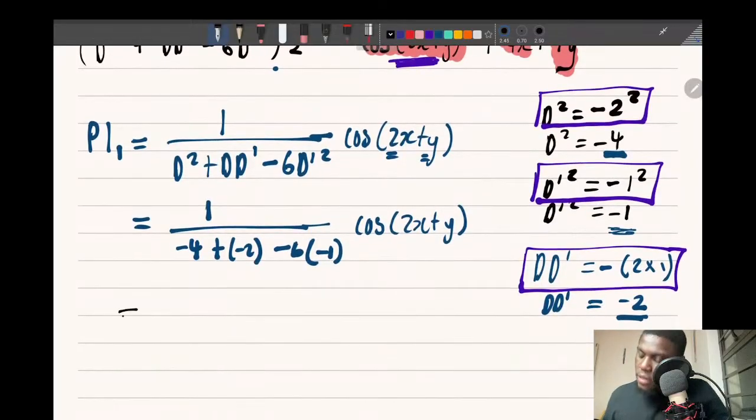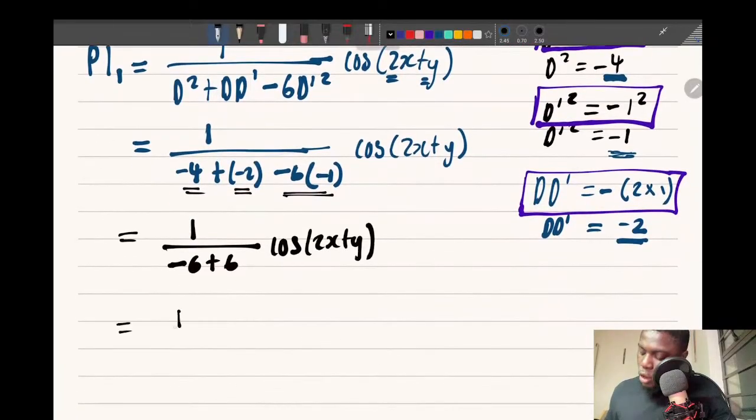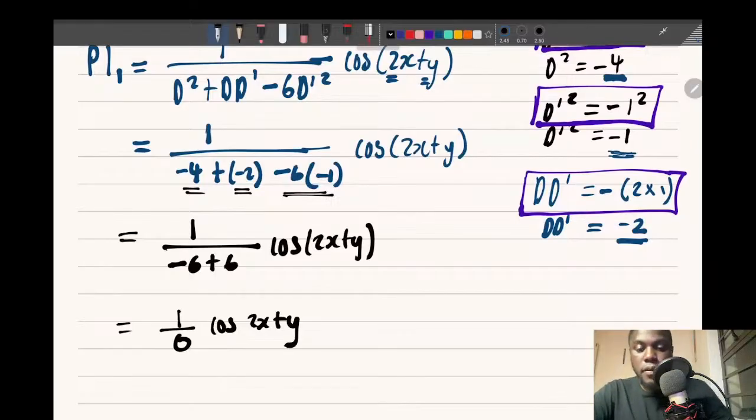This now becomes equal to 1 over. This is minus 4 minus 2. That's minus 6, and this becomes plus 6. So it's actually minus 6 plus 6 of cos 2x plus y. And you're going to get it as 1 over 0 cos 2x plus y. So this is a situation.